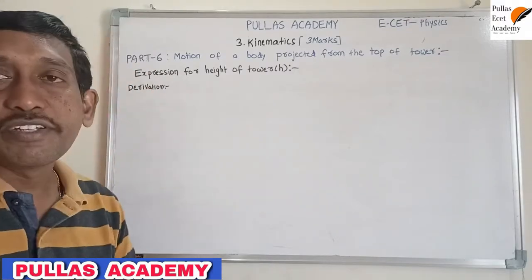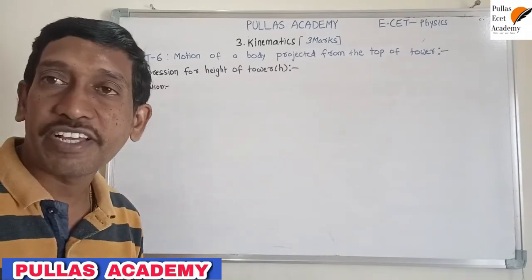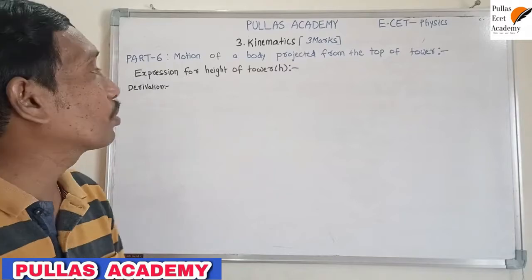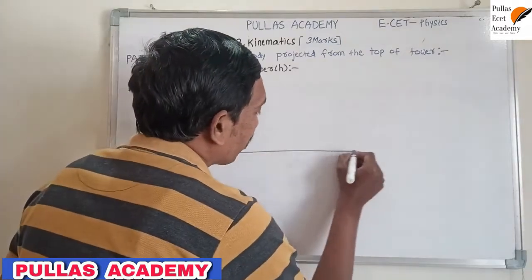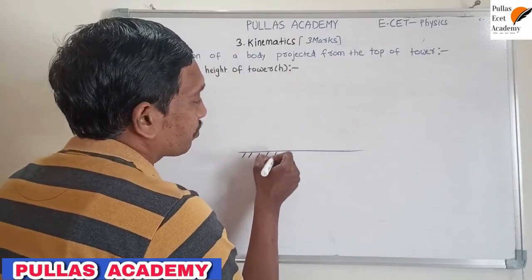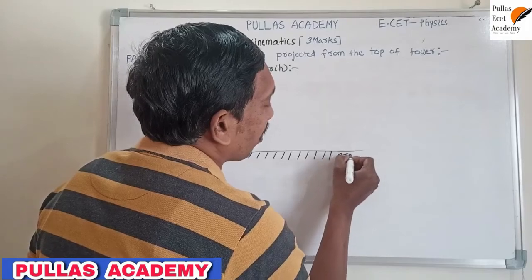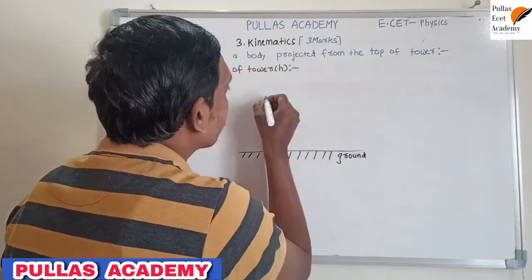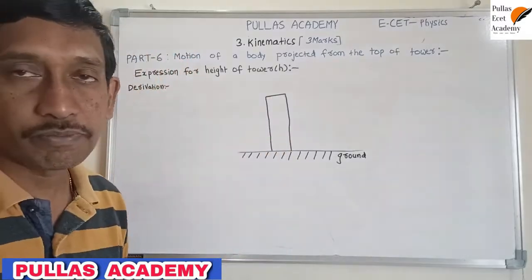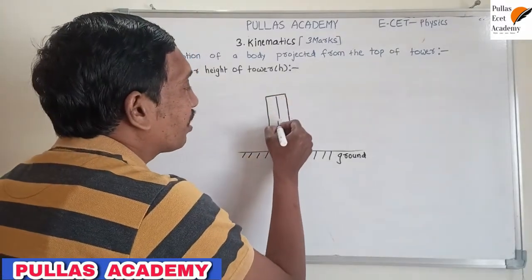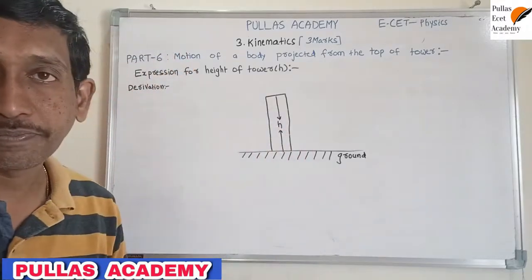First we have to consider one tower. We consider the height of the tower is h. After that we have to construct one expression. So suppose this is the ground. On this ground, suppose this is one tower. The height of this tower we consider as small h. Small h is the height of the tower.